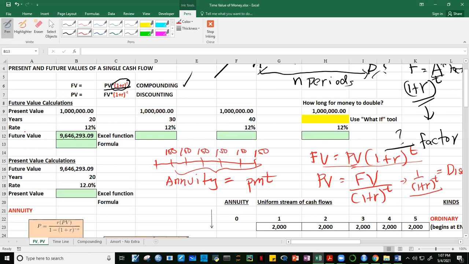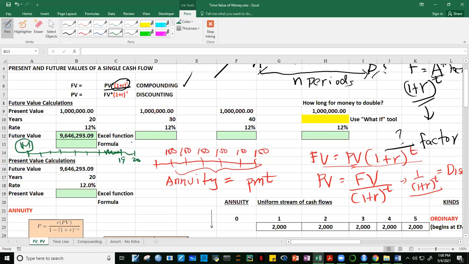Okay, so meron ba tayo ditong annuity? May PMT ba tayo dito? Kasi if we draw our timeline, I'm sorry for the mix up here. Okay, ito yung timeline natin. Okay, meron tayong 1 million today. Okay, tapos 1, 2, 3, 4, 5, 6, hanggang 19, 20. So isa lang yung cash flow natin ngayon, 1 million.